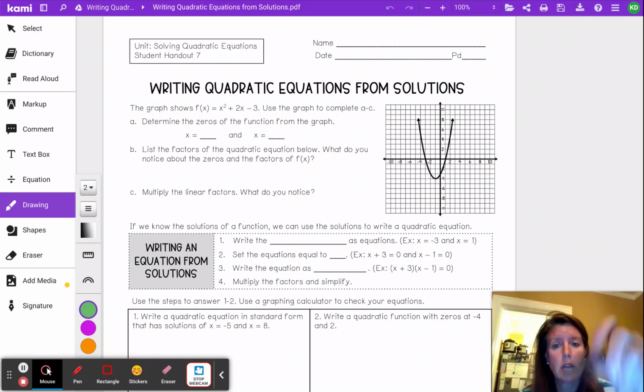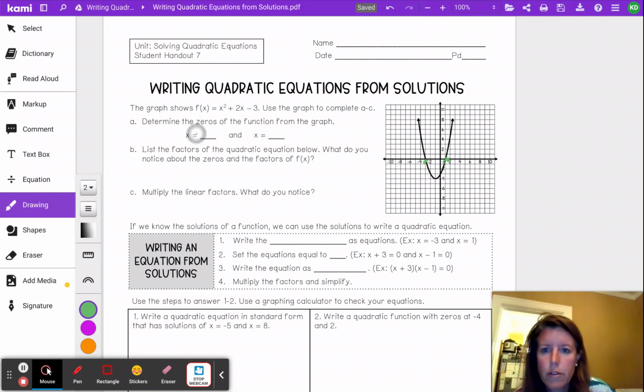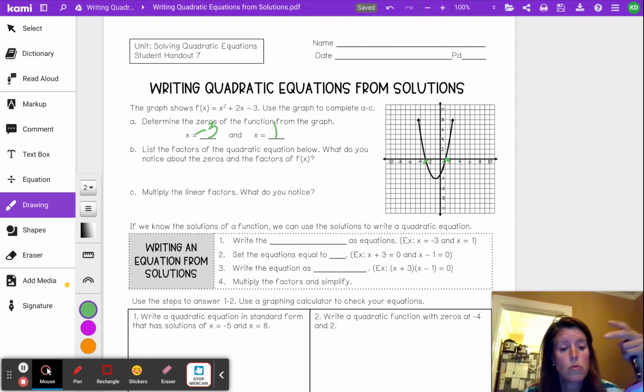We're going to use this graph to figure out what the zeros are. So what are those intercepts? Where does it cross the x-axis? It crosses the x-axis right here and right here, so that would be at -3 and at +1. Those are your two zeros of that function on the graph.